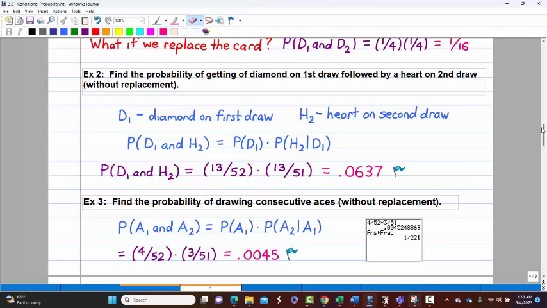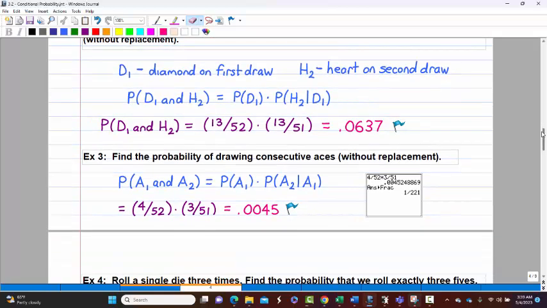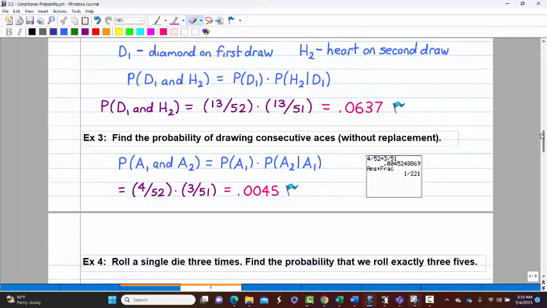All right. Next one, aces back-to-back without replacement. There are 4 aces in that deck. So you got 4 out of 52. We lose a card, so we know that goes down to 51, but we also lost an ace. So back-to-back ace. So 4 out of 52, we lose one, so now the next one will be 3 out of 51. So you just multiply those two together and you get 0.0045.